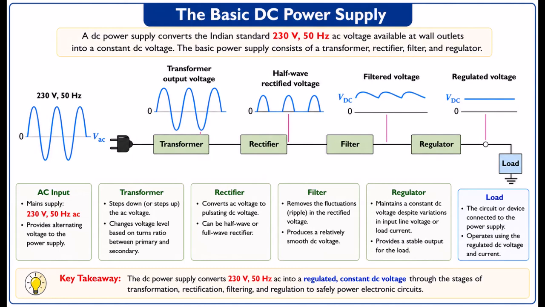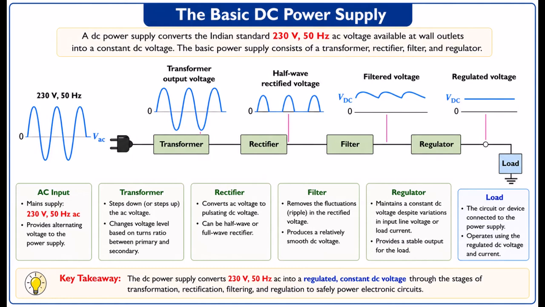The transformer output is then applied to the rectifier. The rectifier converts the alternating voltage into a pulsating DC voltage. It uses diodes, which allow current to pass more easily in one direction than in the other. The waveform shown here represents half-wave rectification. During one half cycle of the AC input, the diode conducts and produces an output pulse. During the opposite half cycle, the diode blocks, and the output becomes 0.